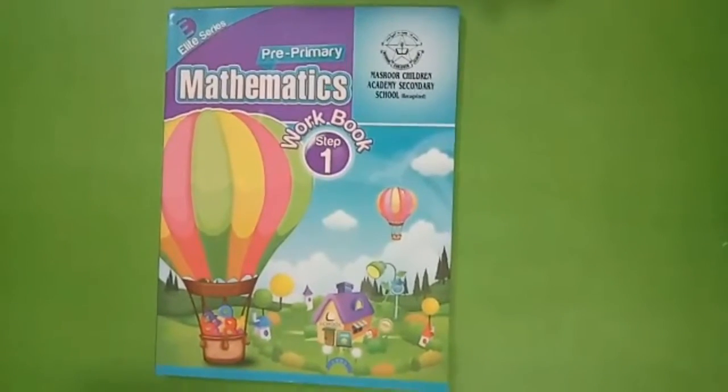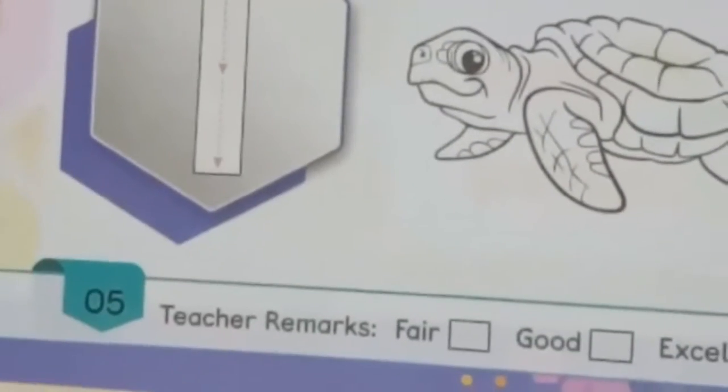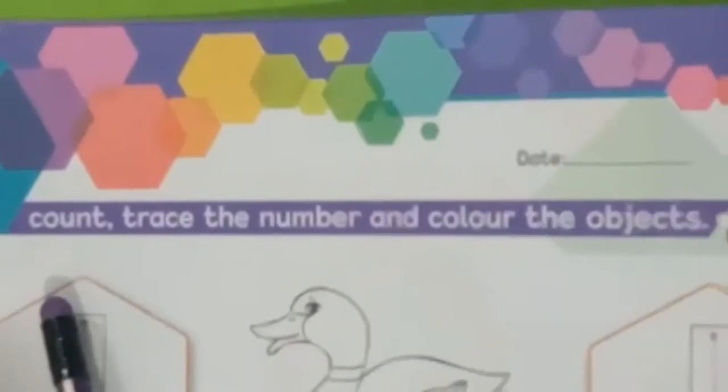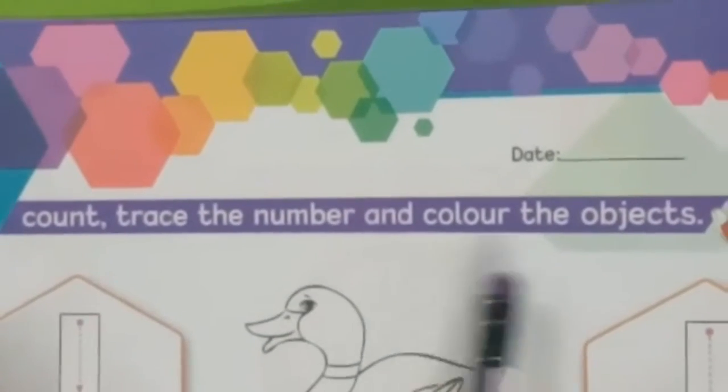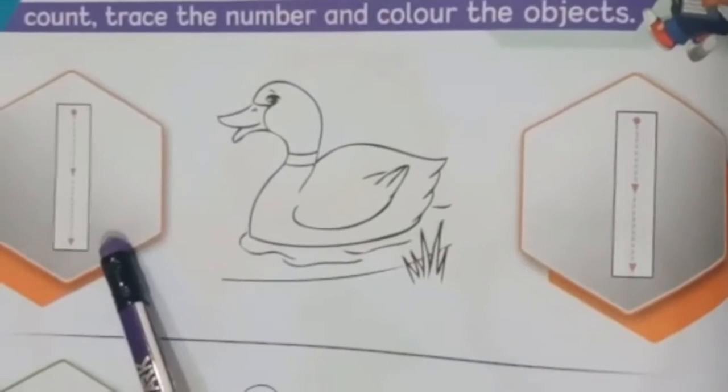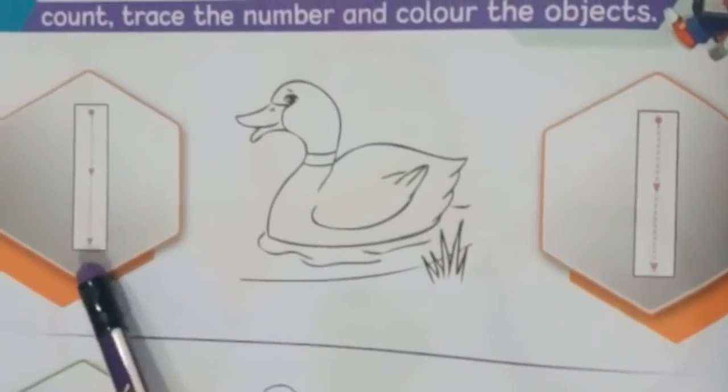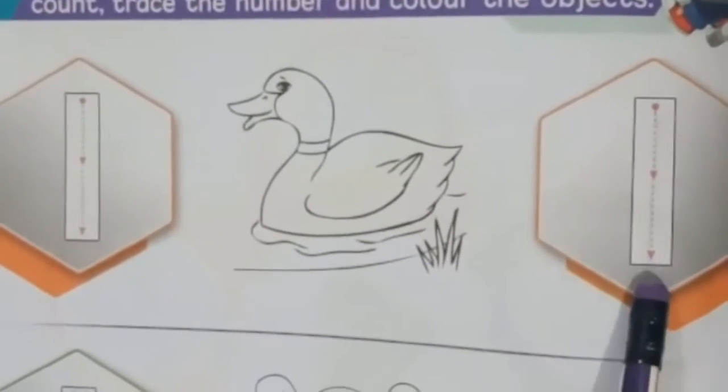This is your maths book. Open it. Book page number 5. Count, trace the number and color the object. Which number is this? 1. 1 duck. 1 duck.